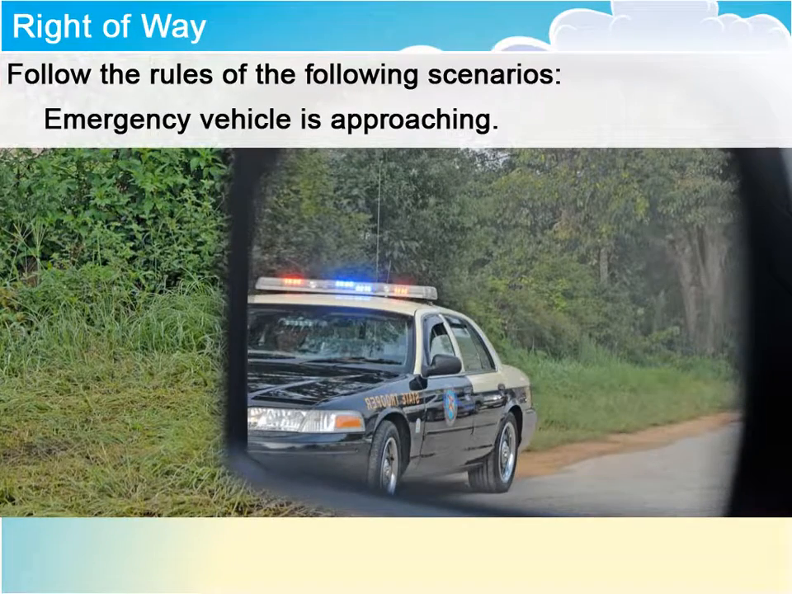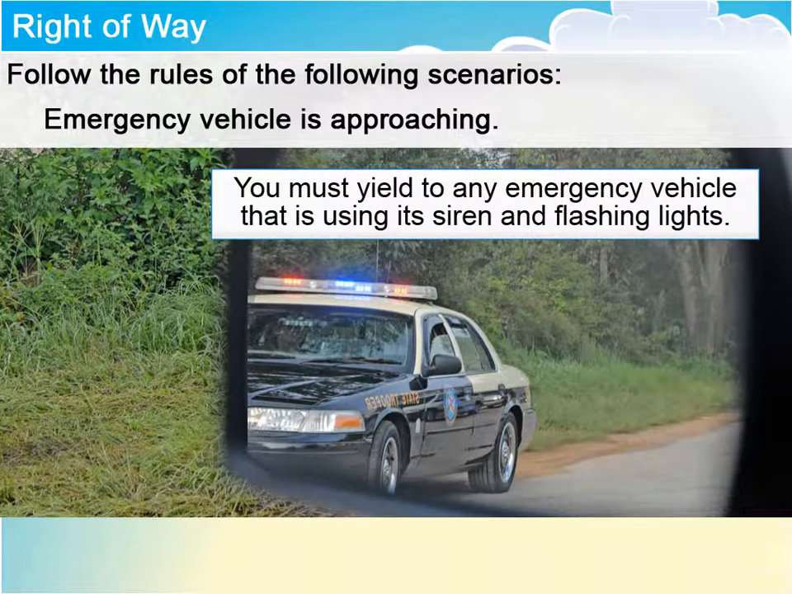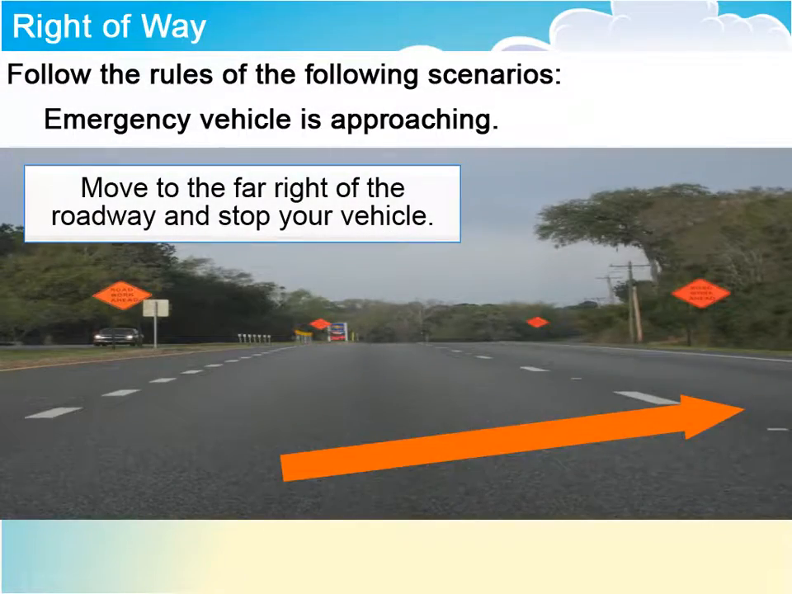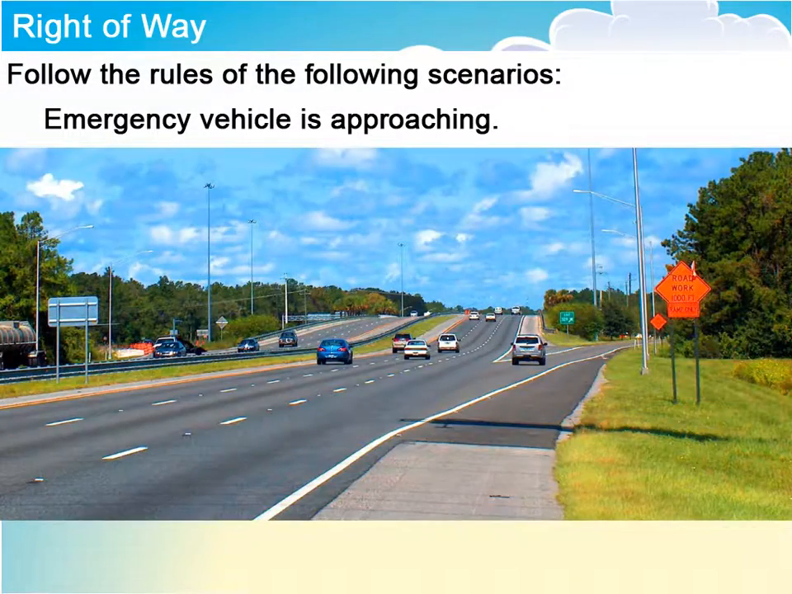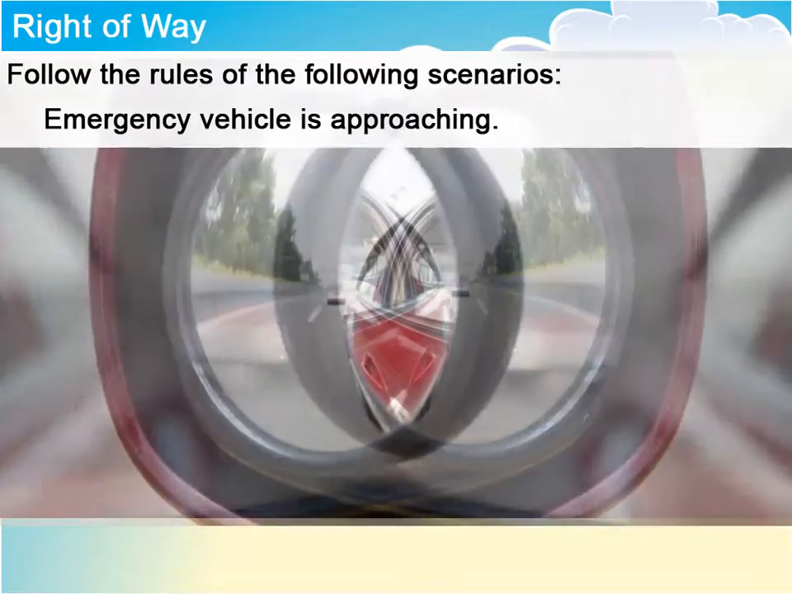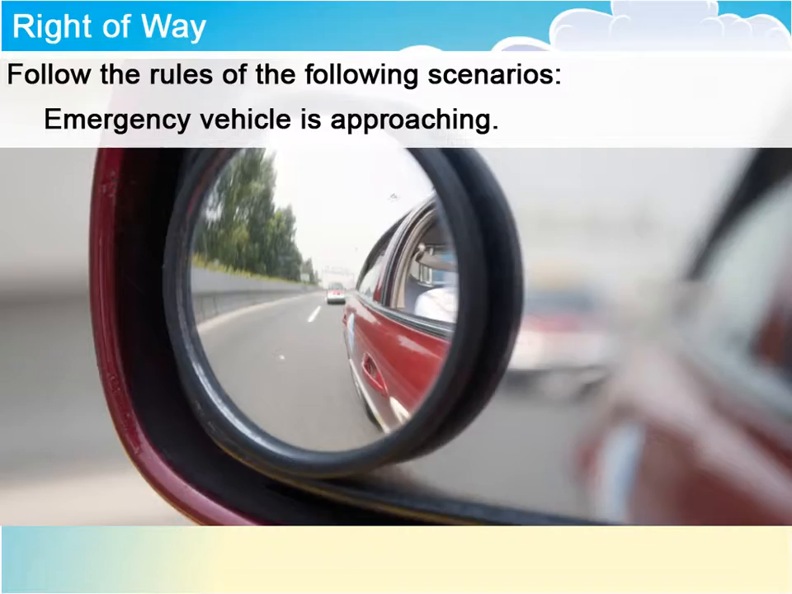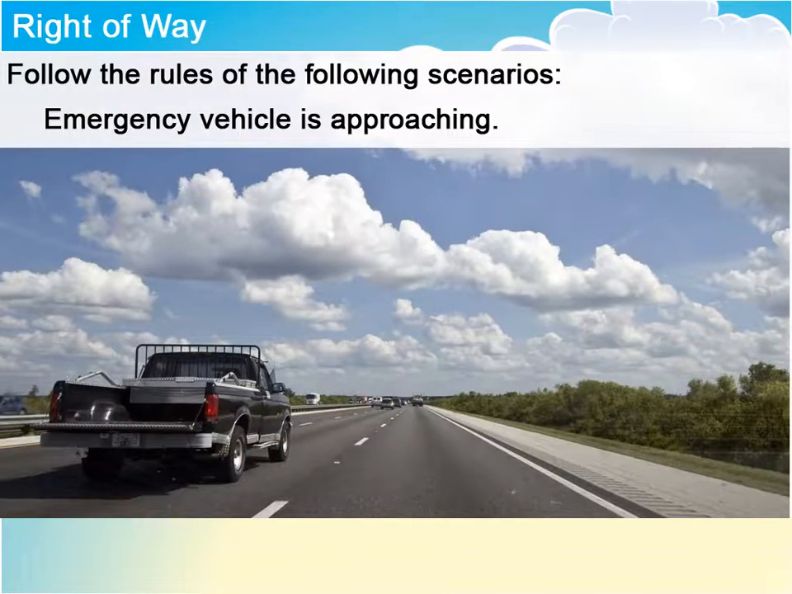Emergency vehicle is approaching. You must yield to any emergency vehicle that is using its siren and flashing lights. Move to the far right of the roadway and stop your vehicle. When the emergency vehicle has passed, check all mirrors to be sure no additional emergency vehicles are coming. Safely re-enter traffic when the roadway is clear.